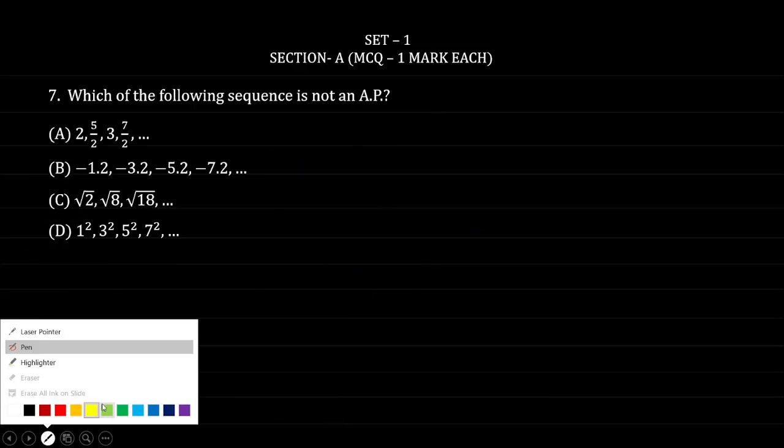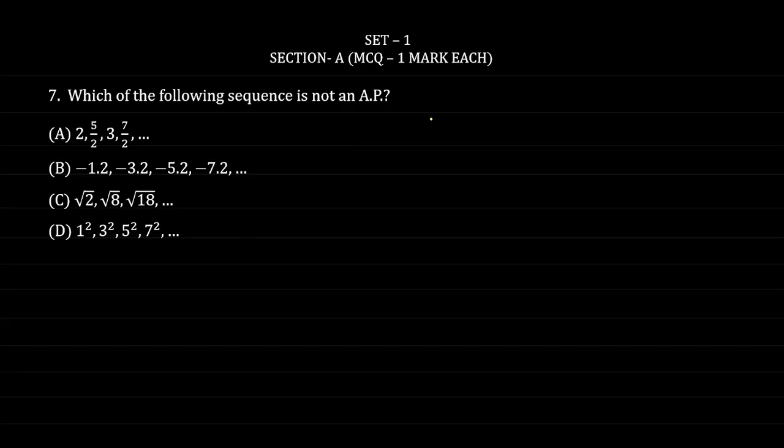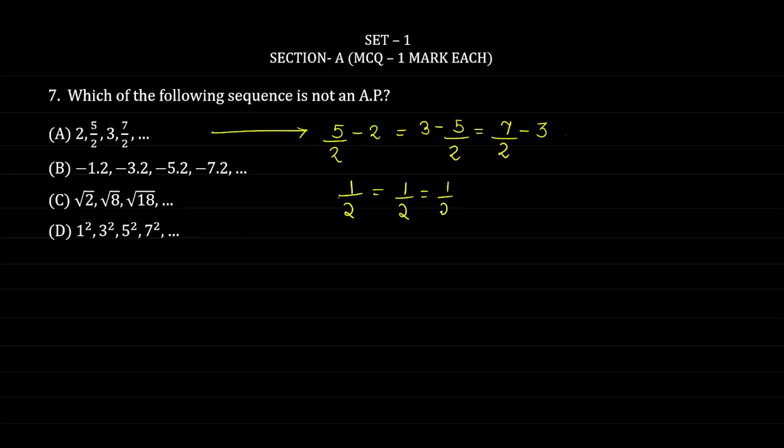So this is from your arithmetic progressions chapter. Which of the following sequence is not an AP? So some terms are given to us. How can we find out that they are AP or not? The common difference has to be same. Okay, so for the first one, let's check. 5 by 2 minus 2 should be equal to 3 minus 5 by 2 is equal to 7 by 2 minus 3. So all these should be same, then only we can say that this is an AP. So is it same? 5 minus 4 divided by 2, so that is 1 by 2 here. This is again 6 minus 5 by 2, so that is again 1 by 2 and this is also 1 by 2. So yes, the common difference is same, that means this is an AP.